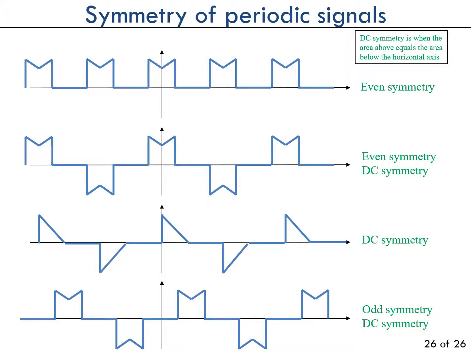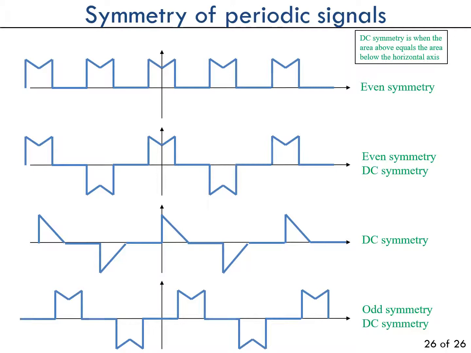The last concept to talk about in this lecture is DC symmetry. DC symmetry is when the area above equals the area below. And so I have four functions plotted out. And so let's go through each one and discuss its type of symmetry. So the first plot just has even symmetry. There's no DC symmetry. But even symmetry is because you can take that right side of the plot and mirror it and reflect it through the y-axis.